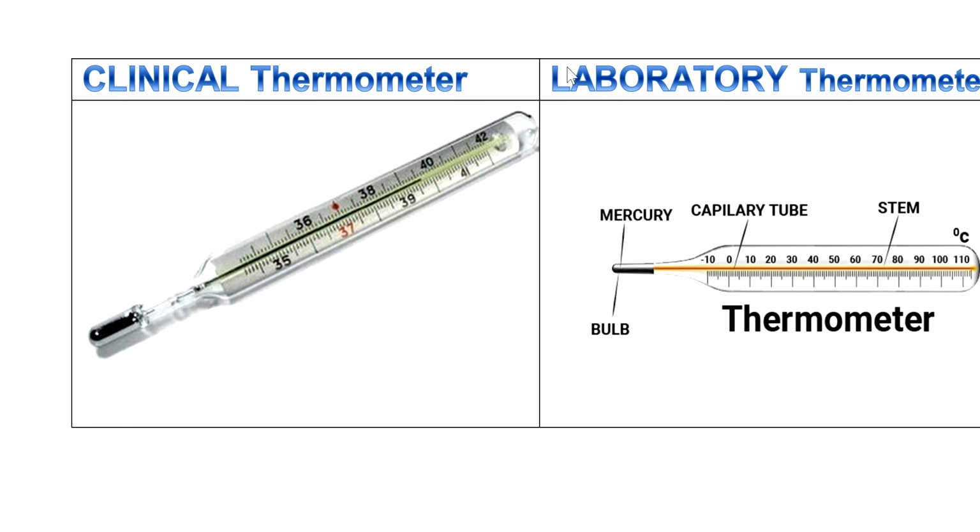So 7 to 8 degrees are represented by the clinical thermometer. But in comparison, if we see the laboratory thermometer, it starts from minus 10 to 0. So here it is 10 degrees, then 0 to 10.